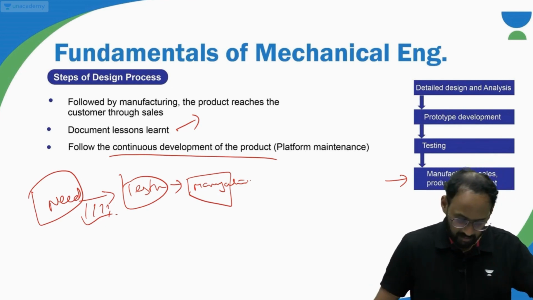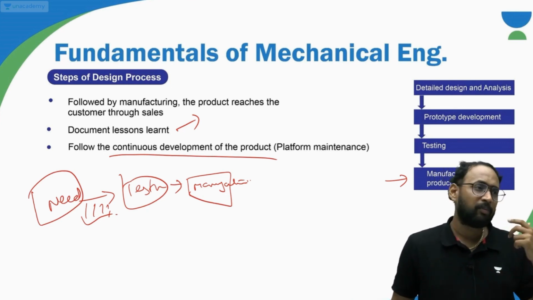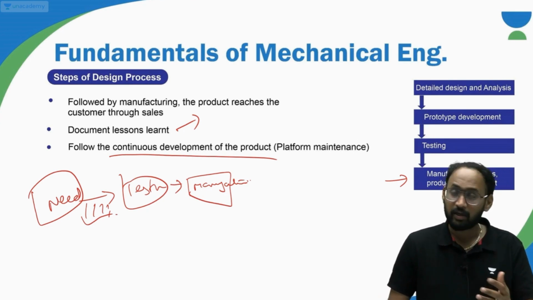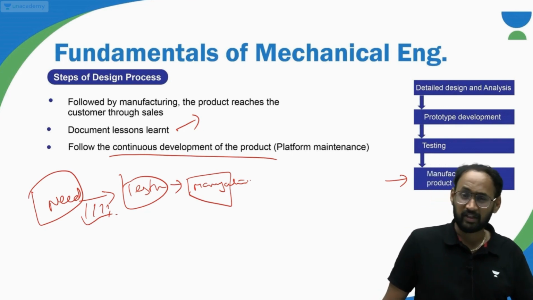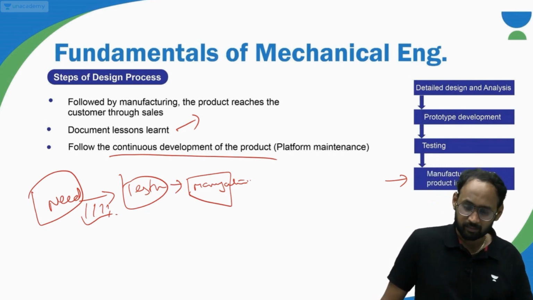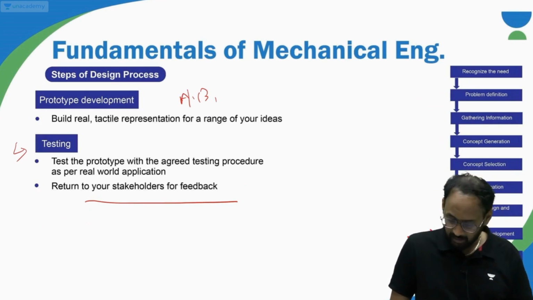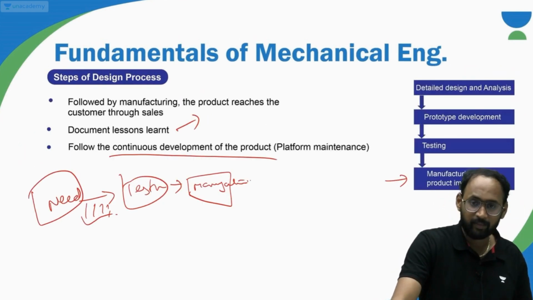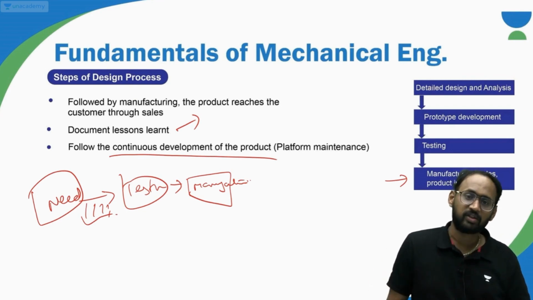To summarize, starting from the need, then concept generation, concept selection, and so on. Then we also saw a lot of techniques for concept selection. We also touched upon innovation. Then we also spoke about communication, detailed design, detailed analysis, prototype development, testing, and finally manufacturing. So these are the stages of the design.